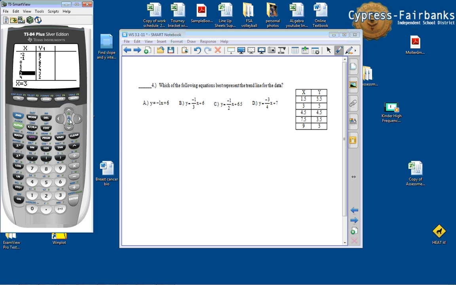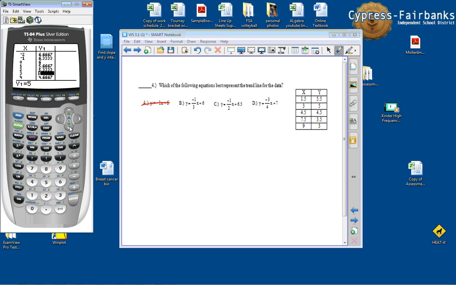Well, this one says 3 and 3. Okay, so I know that this is not an answer. Let's try the next one. The next one says negative 1/3 x plus 6. Second graph. I'm not going to mess with the decimals right now. Let's just look for the whole numbers. I've got 3 and 5. Oh, yep, that works.